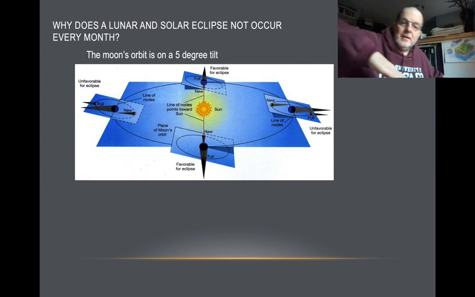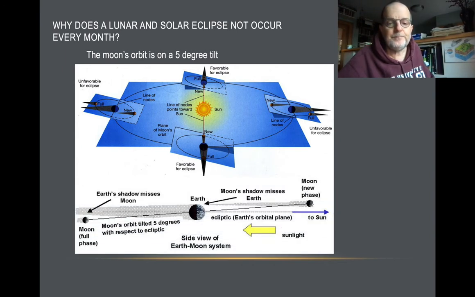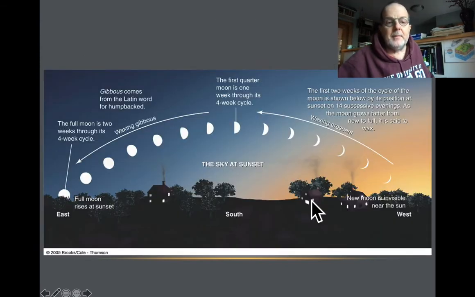So it's this tilt of the moon's revolution around the Earth, 5 degrees to the plane of the ecliptic. And here you can see a diagram. Here it's below the plane of the ecliptic by 5 degrees, and here above. Over the course of 2 weeks, we could see how the moon changes at the same time of day. The sky at sunset.